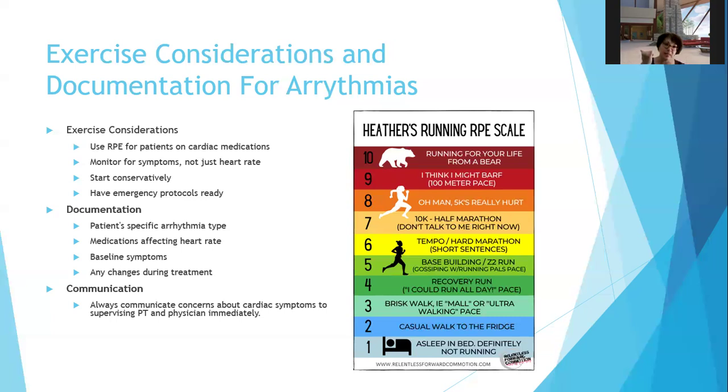So you're going to document the patient-specific arrhythmia type. You're going to say, here's their heart rate. Patient states that they are being treated for atrial fibrillation. Note their specific medications that affect the heart rate, which is probably in their medical record anyway, their baseline symptoms, and any changes during treatment. You always, always, always want to communicate concerns about cardiac symptoms to the supervising PT and the physician immediately.